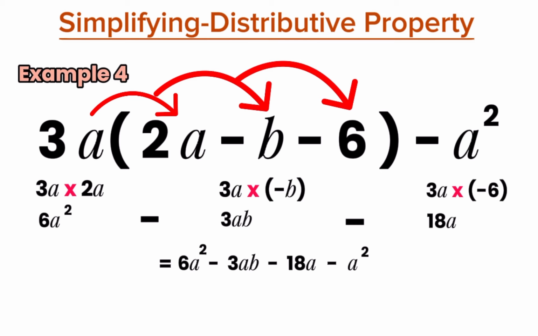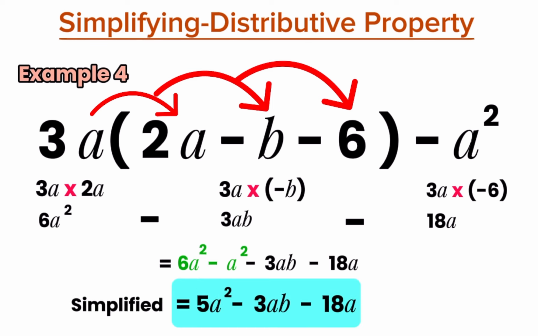Now look, you'll notice 6a squared and minus a squared just so happen to be like terms. So to simplify the expression, we can now rearrange it and group the like terms to get 6a squared minus a squared minus 3ab minus 18a. The other terms cannot be combined. Therefore, the simplified version is 5a squared minus 3ab minus 18a. The fun of algebra is different simplification methods can happen at the same time.